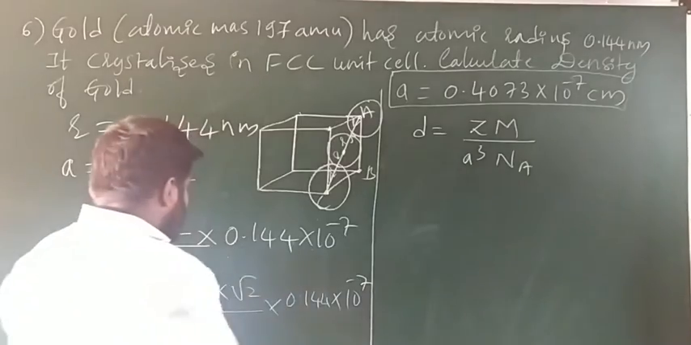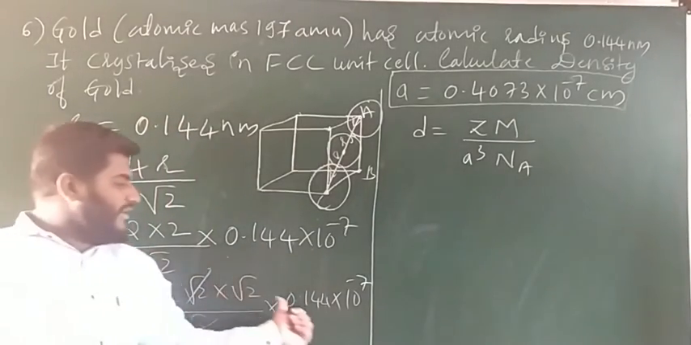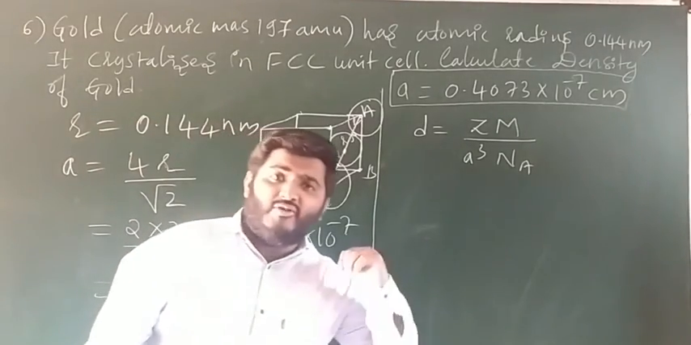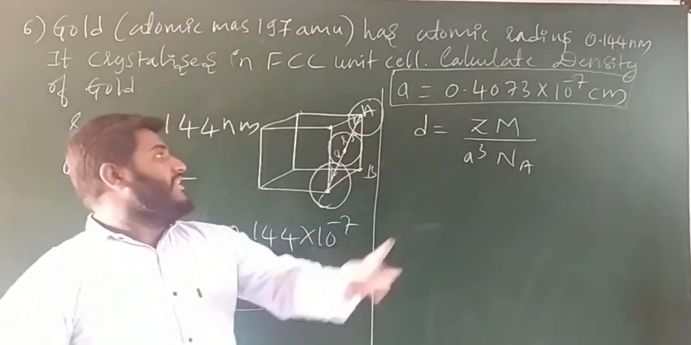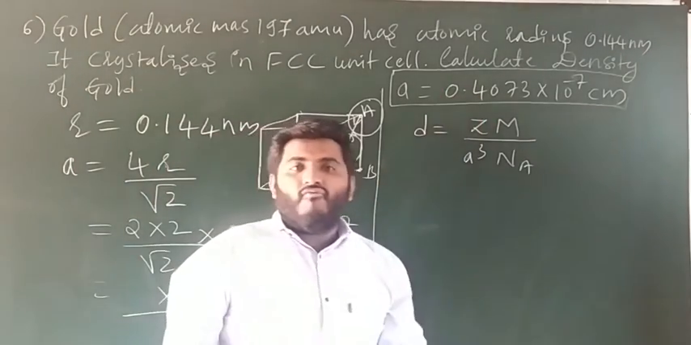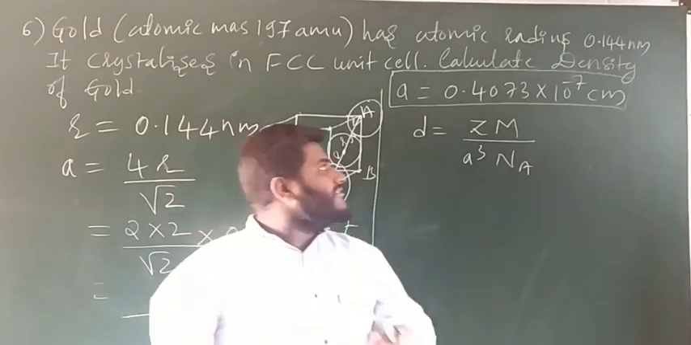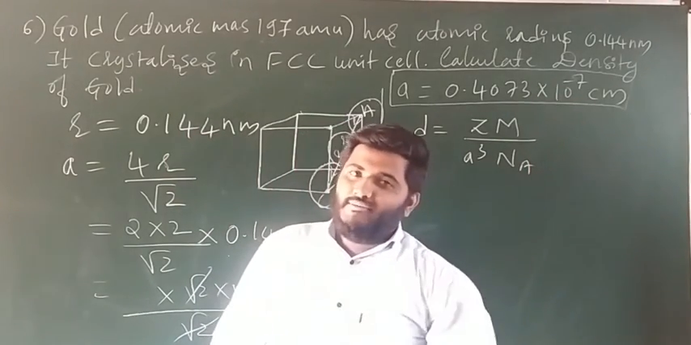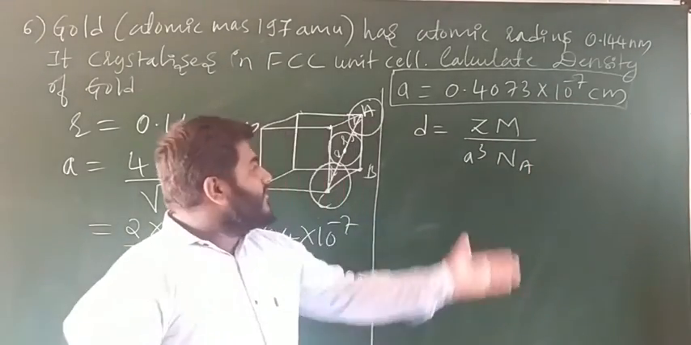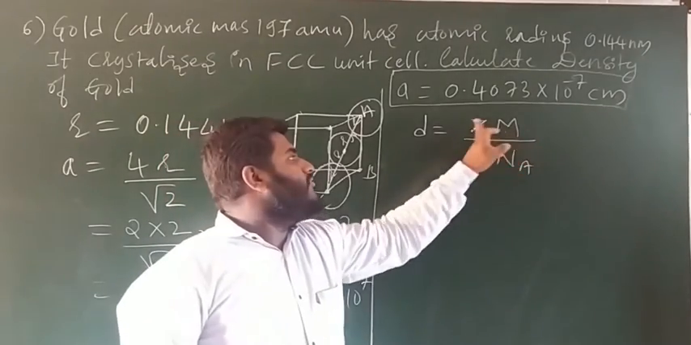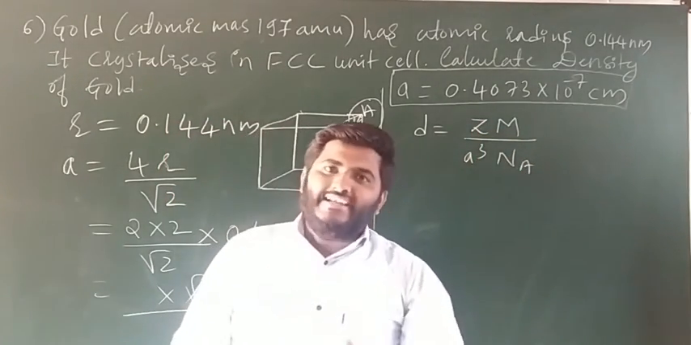What we got, guys? By calculating 2 into root 2 into 0.144 into 10 to the power minus 7, when you solve this, you are going to get the answer as 0.4073 into 10 to the power minus 7 centimeter. Now we got the A value. You can substitute here the A value, M value, Z value, and Na value. You can easily get the density.